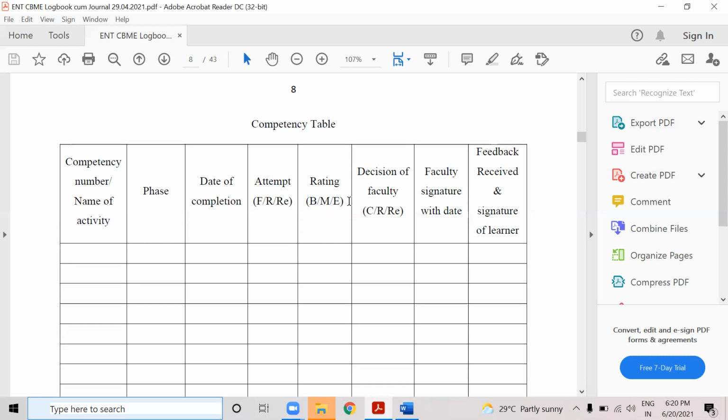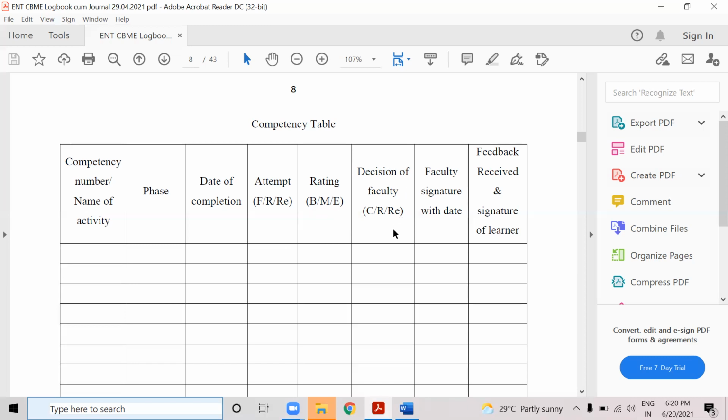And then the rating. How did he perform this activity? Was the activity below expectation? So B. Or did he meet the expectation? So M. Or did he exceed the expectation? So E. That is the rating of the activity of the student, BME.